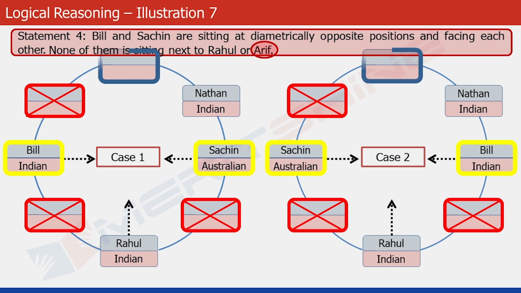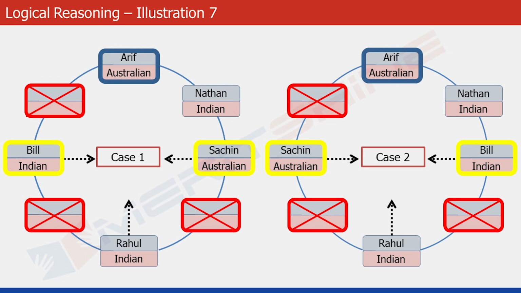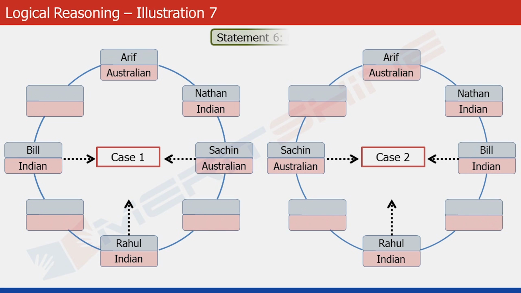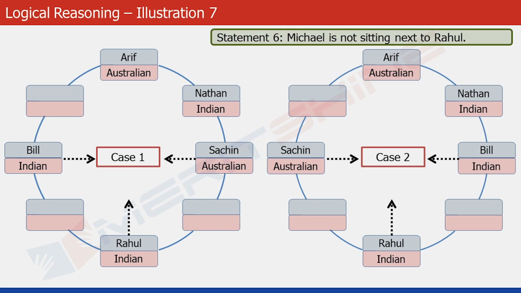And this is the only position left. So let's put RF into it. Now let's look at statement 6. It says that Michael is not sitting next to Rahul. Look at Rahul's cell, highlighted now.